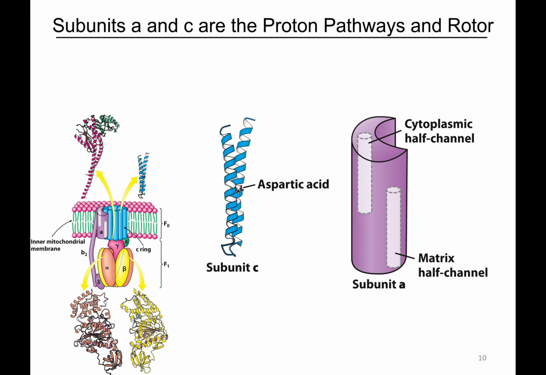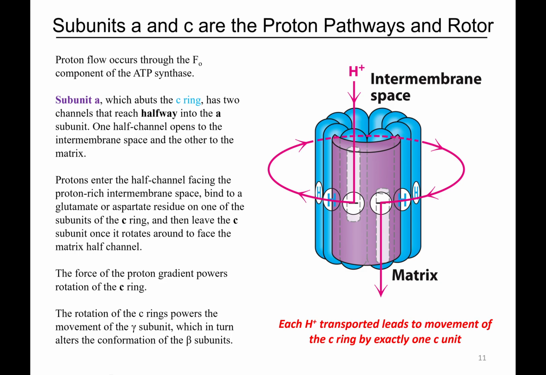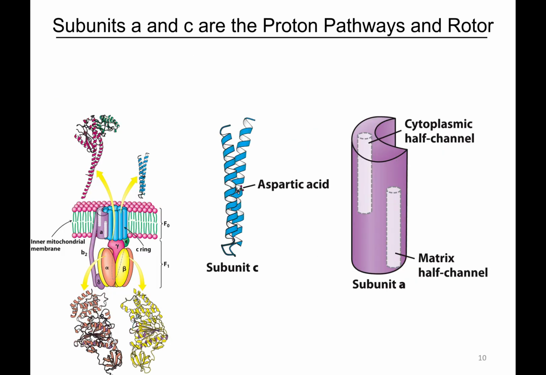So the idea is the A subunit, as we can see here, actually creates a channel, both a channel that's exposed to the inner membrane space and a channel that's exposed to the matrix. So protons can move through this A subunit based on the direction it's spontaneous to move them. So the idea is that when there's a high concentration of protons in the inner membrane space, as there is during active oxidative phosphorylation, then protons will diffuse into the site of the inner membrane space channel.